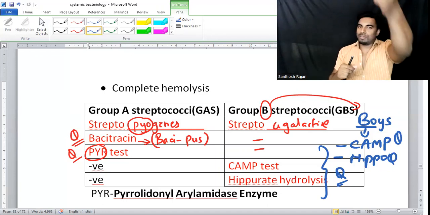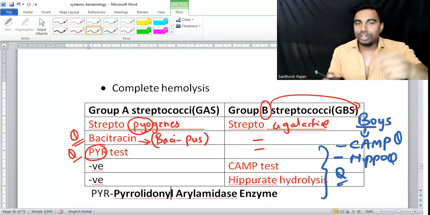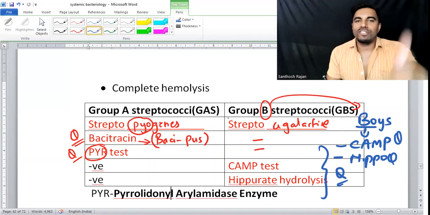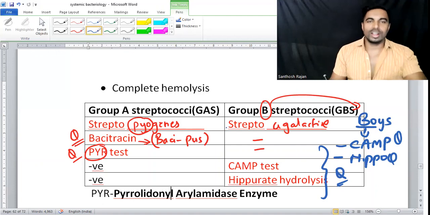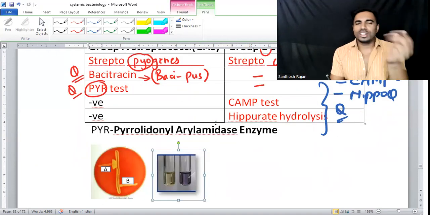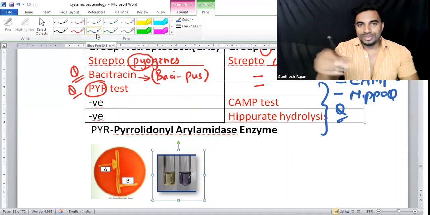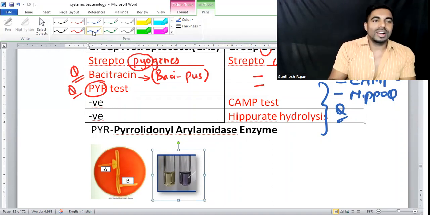So that is in Campylobacter, which we already discussed. If you want, go to that video and check it out. Those are important things, so don't forget. CAMP: Streptococcus agalactiae; reverse CAMP: Clostridium perfringens. Okay, Nagler's reaction is for that one. I hope you remember, guys. These microbes at your fingertips, believe me, are very easy compared to most of your subjects. Only if you make clues like what I'm giving, you will enjoy micro.